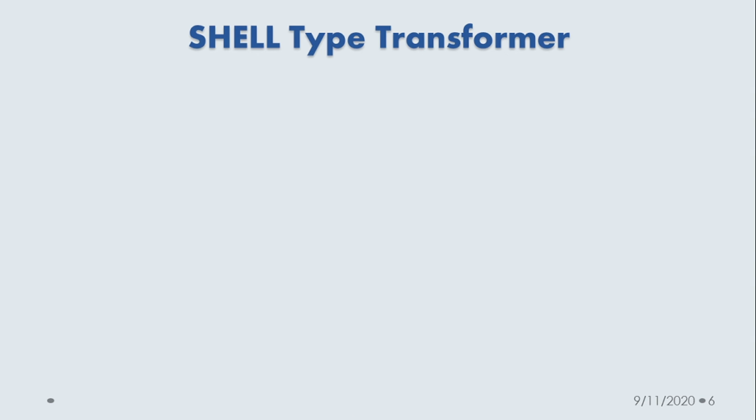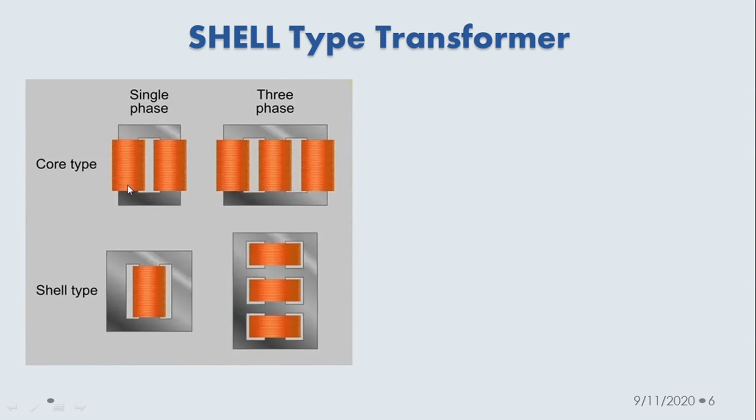Next, we have to learn about the shell type transformer. If you see the construction, this is a single phase core type transformer, the windings are wound on the core.